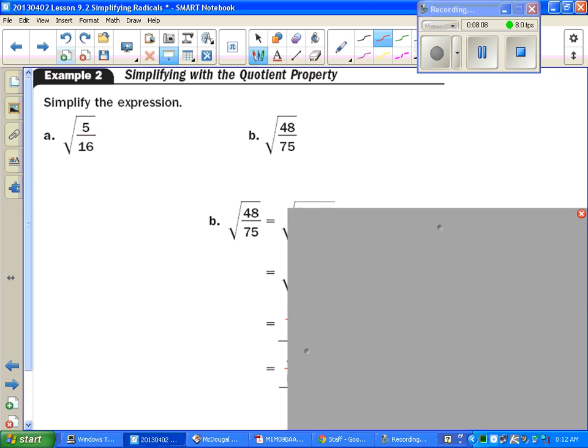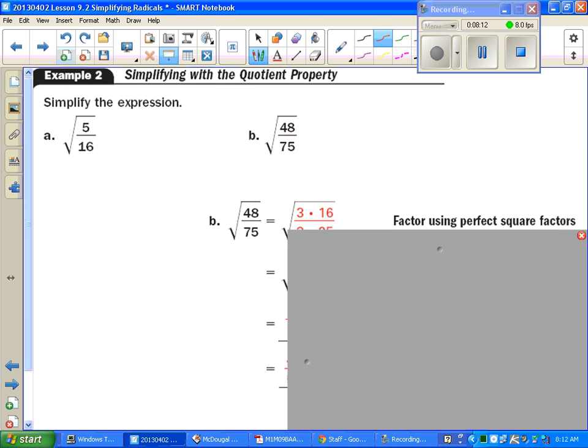B says the square root of 48 over 75. First thing you want to do, separate them into the square root of 48 over the square root of 75.